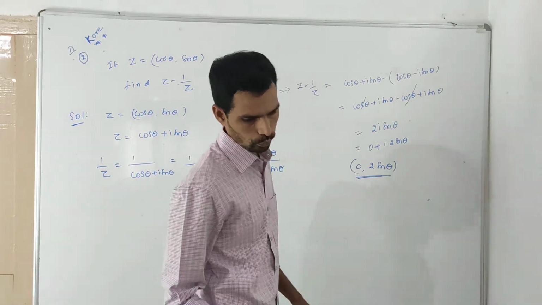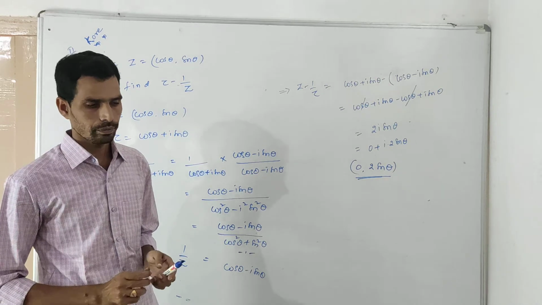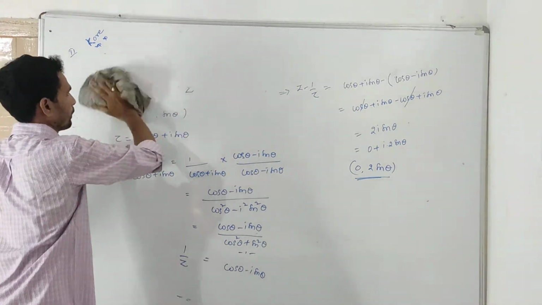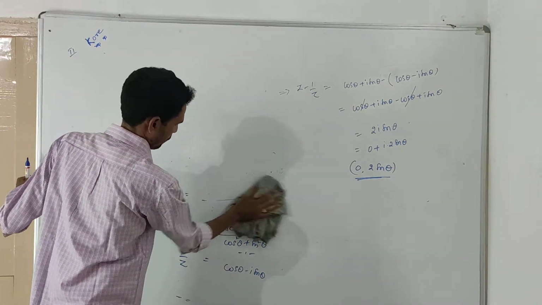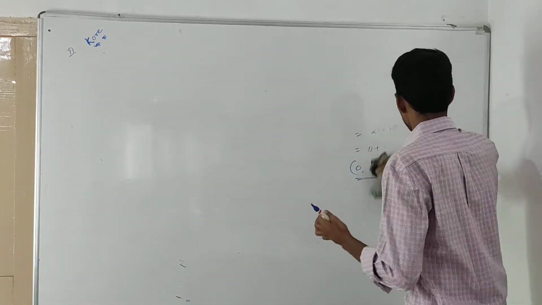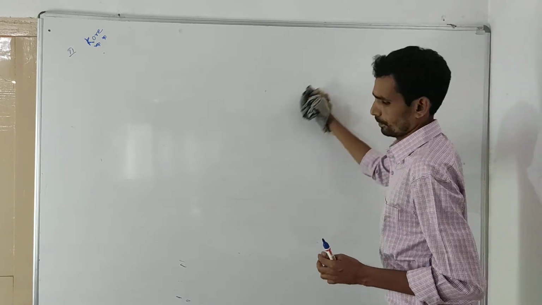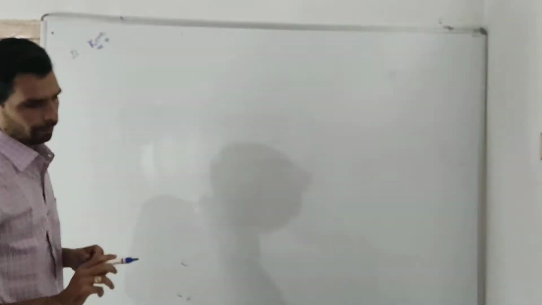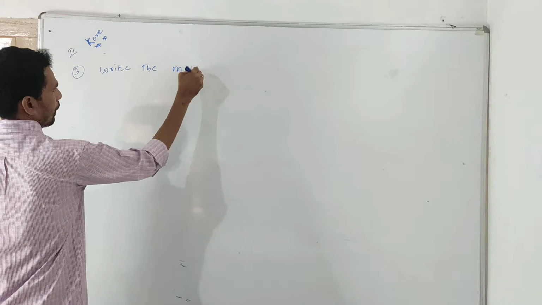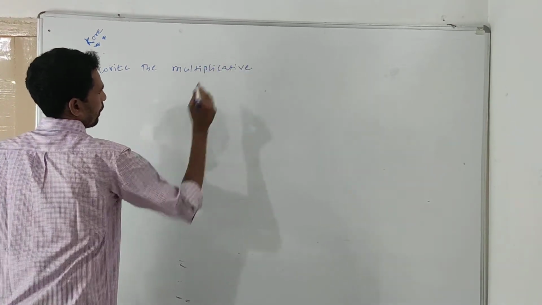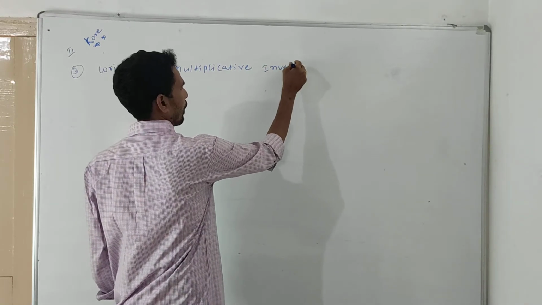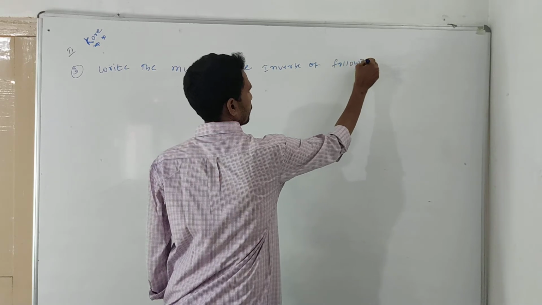Next, third problem is also 2 marks important. Write the multiplicative inverse of the following complex numbers.